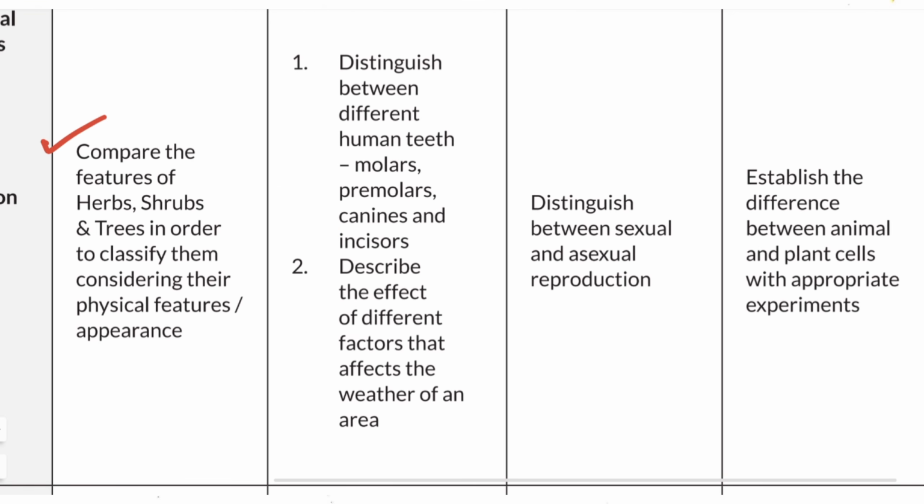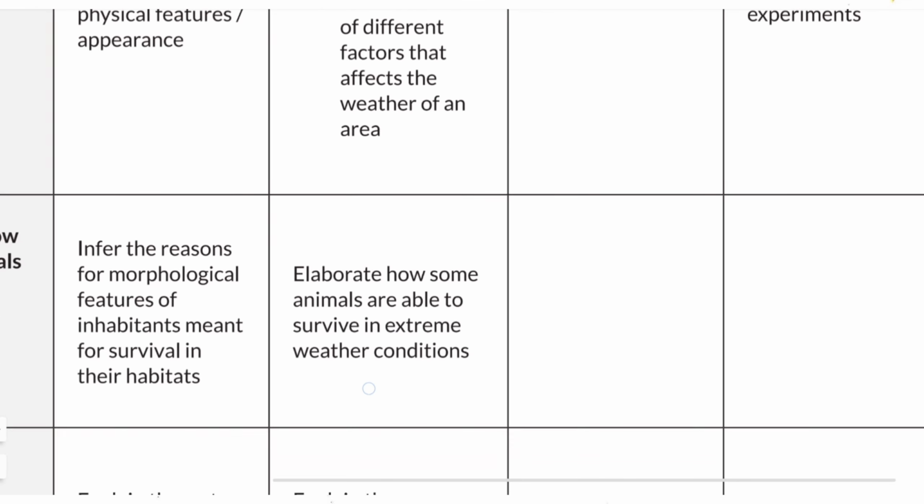Compare the features of herbs, shrubs and trees in order to classify them considering their physical feature appearance. Distinguish between different human teeth: molar, premolar, canine and incisor. Describe the effect of different factors that affect the weather of an area. Distinguish between sexual and asexual reproduction. Establish the difference between animal and plant cell with an appropriate experiment.